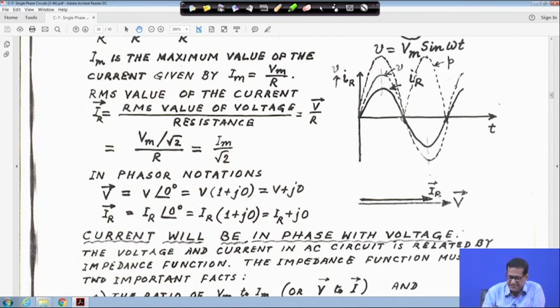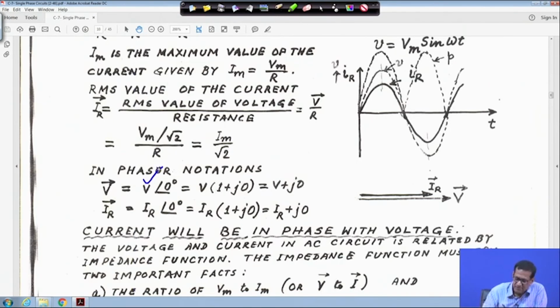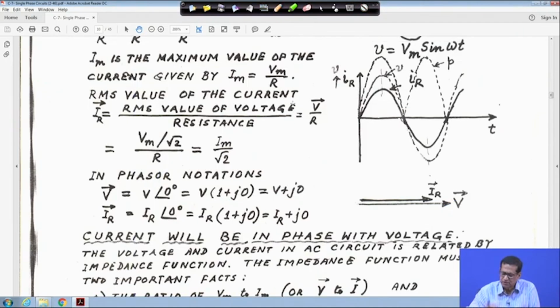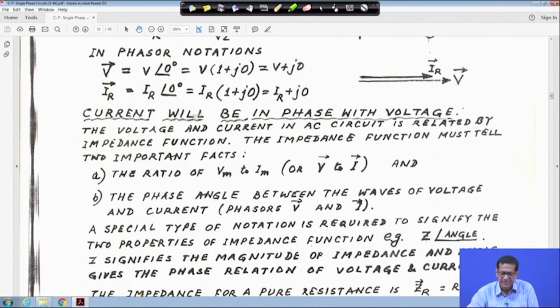Now, we can write V angle 0, where V is the magnitude of the voltage. V angle 0 means V times cos 0 plus j sin 0, cos 0 is 1 and sin 0 is 0, that is why you can write V plus j 0. Similarly, for current IR angle 0, cos 0 plus j sin 0 becomes IR plus j 0, right. So, the current will be in phase with the voltage. Power will come next, right. So, in this case the current will be in phase with the voltage.